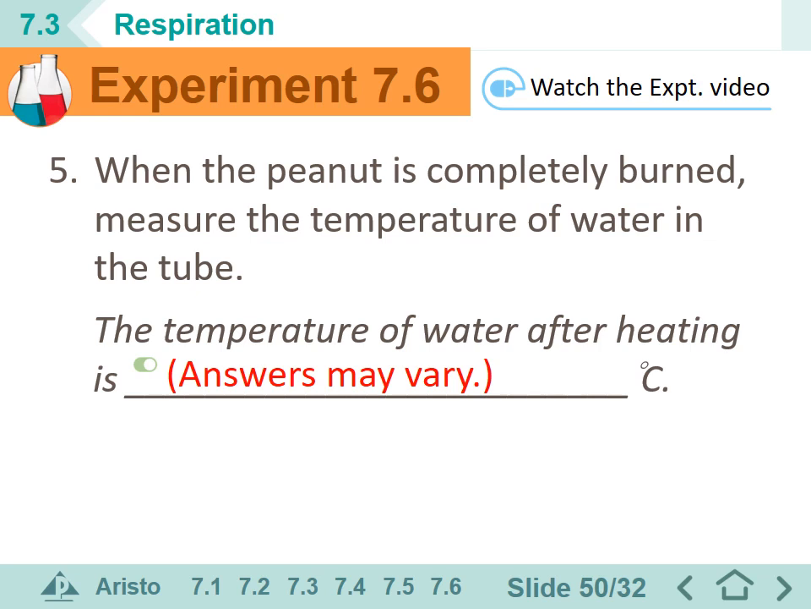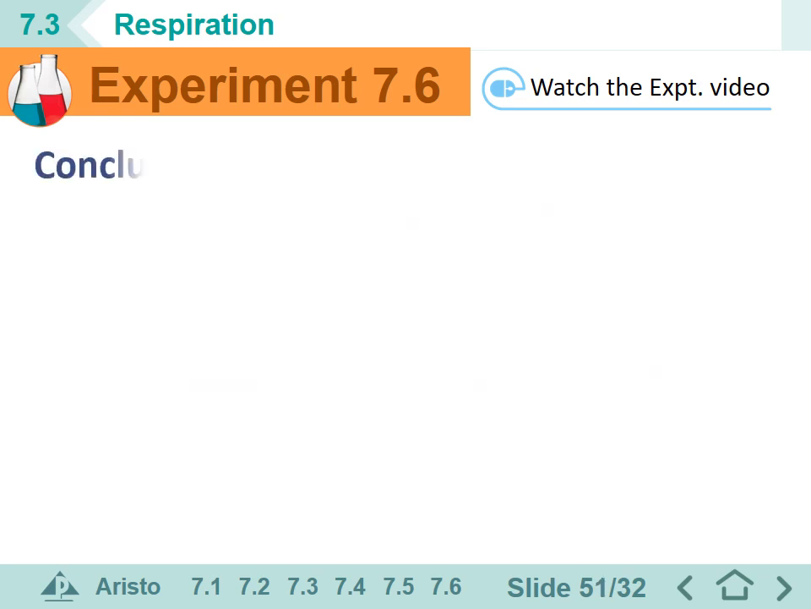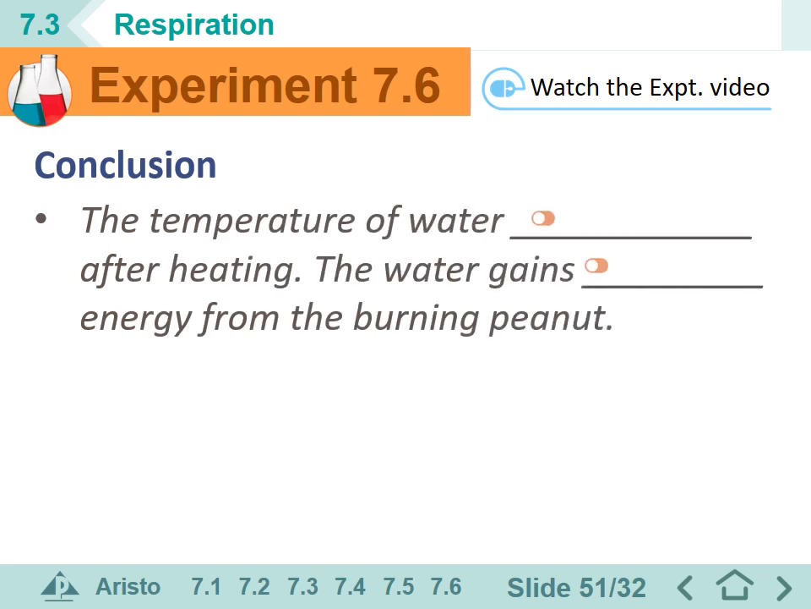Which means there is energy stored in the peanut. This type of energy is called chemical energy. So the conclusion: the temperature of the water increases after heating, so the water gains thermal energy from the burning peanut. Do not write heat energy.